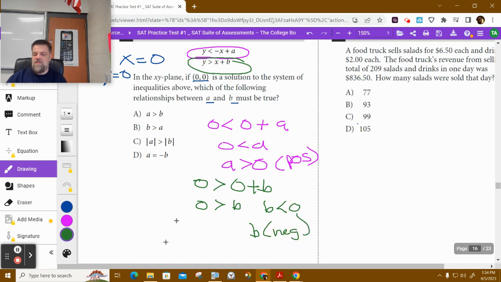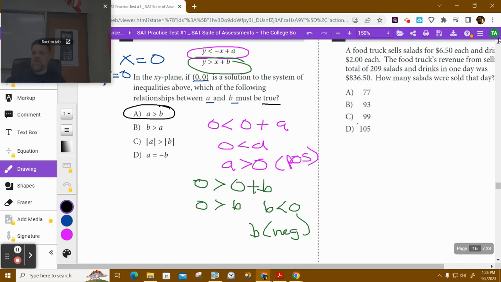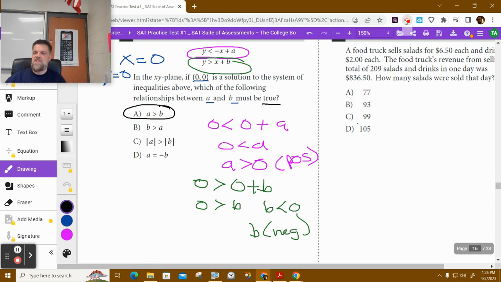So if b is negative and a is positive, a is greater than b, right? That's the only one that's true, and that's what they asked. The other ones, you can think of a counterexample that might not be true. But if a is a positive number and b is a negative number, we know that a positive number is always going to be greater than a negative number. Does that make sense? That one looked hard at first, but it's really easier.